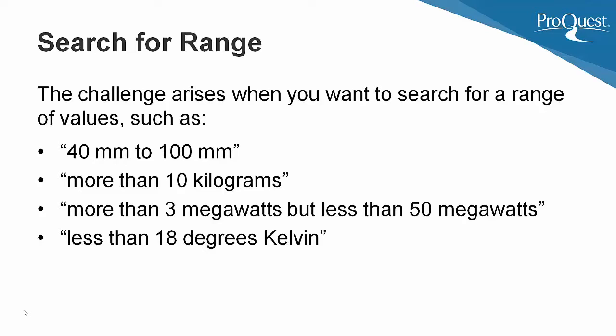And this is more challenging because there will be records that meet those criteria, but that don't use those actual words. For example, a record may not talk about something that is, quote unquote, between 40 and 100 millimeters. It might talk about 50 to 70 millimeters, or maybe it just says 60 millimeters. And you would want those records. But how do you search for them? So it's an interesting issue, I think.